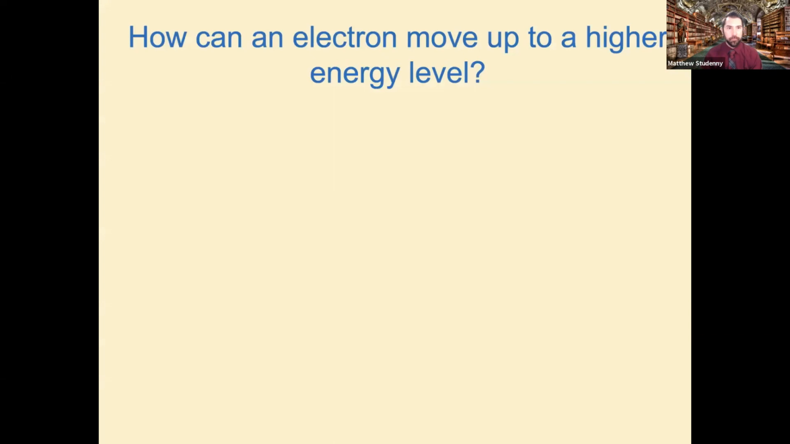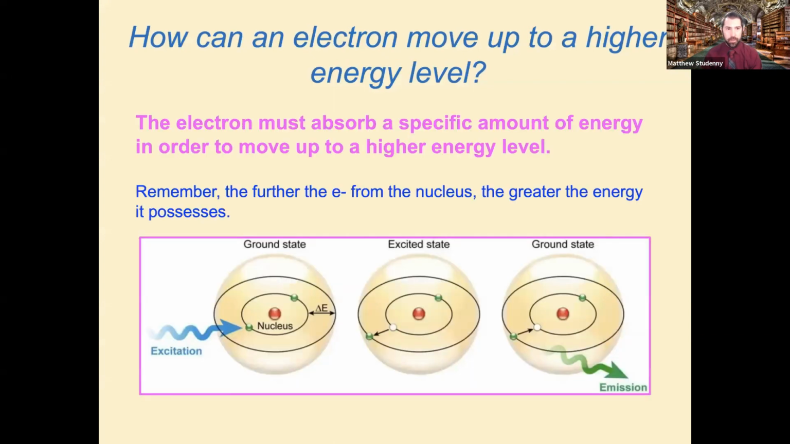One more check. And again, you've got to be careful here. It is a specific amount of energy that must be absorbed. So not just any random amount. It's got to be a very specific amount of energy that allows that electron to move up into higher energy levels. Almost like a lock and key. You have to have the key, which is the correct amount of energy, in order to undo the lock and get into a specific energy level.